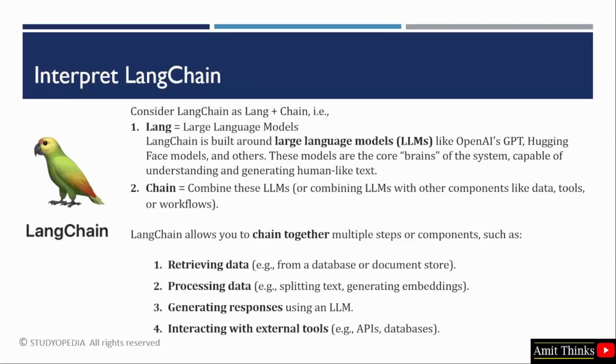Let us first understand what does LangChain interpret. It means Lang plus chain, that means large language models for Lang, as well as chain is for combining these LLMs, like chaining these LLMs. So LangChain is built around LLMs like OpenAI's GPT, Hugging Face models and others. With LangChain, you can easily chain together multiple steps or components like retrieving data from a database or document store, processing this data to generate embeddings. You can also generate responses using an LLM. With that, interact with APIs and databases.